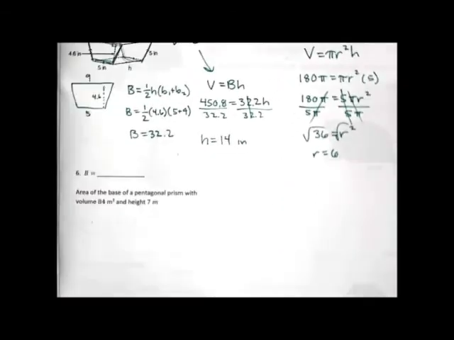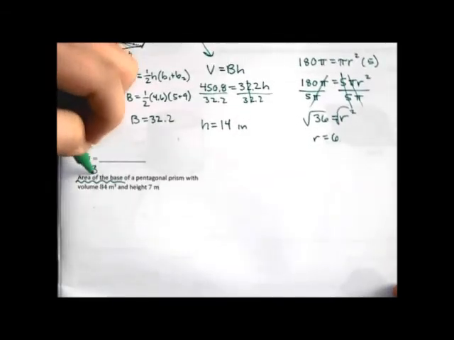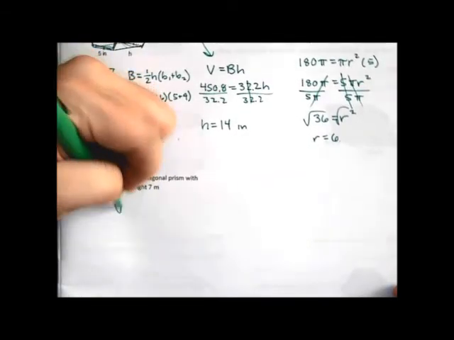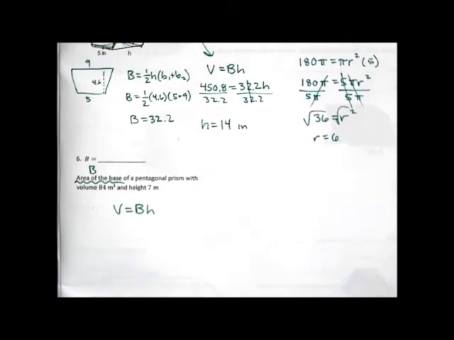Last problem, almost done. Thanks for sticking with me, I appreciate it. Here we go. Area of the base of a pentagonal prism with volume 84 meters cubed and height 7 meters. Okay, so we just want the area of the base. So that means we're just looking for capital B. So let's start with our formula. Volume equals area of base times height of the prism.